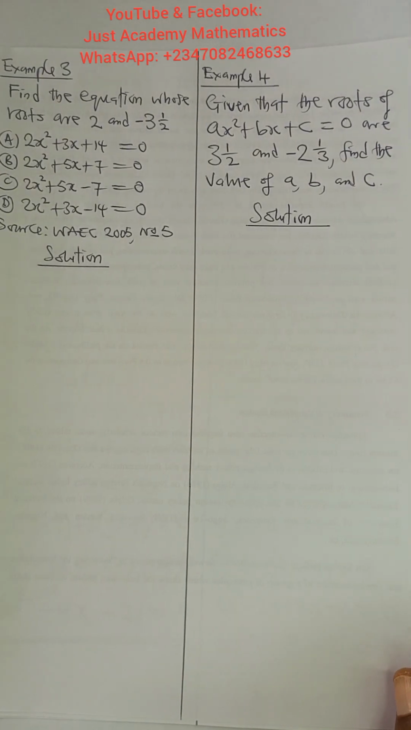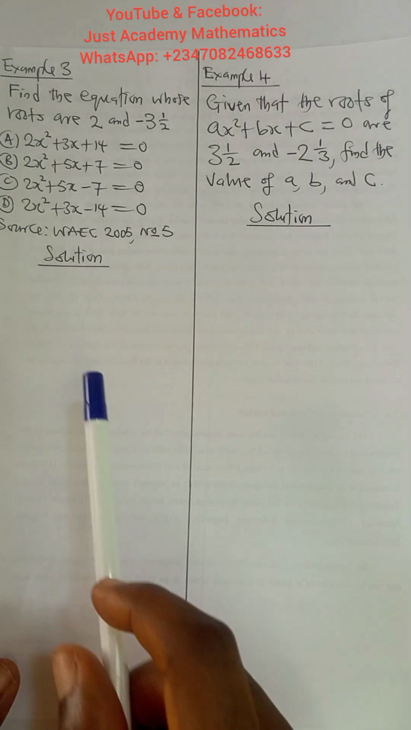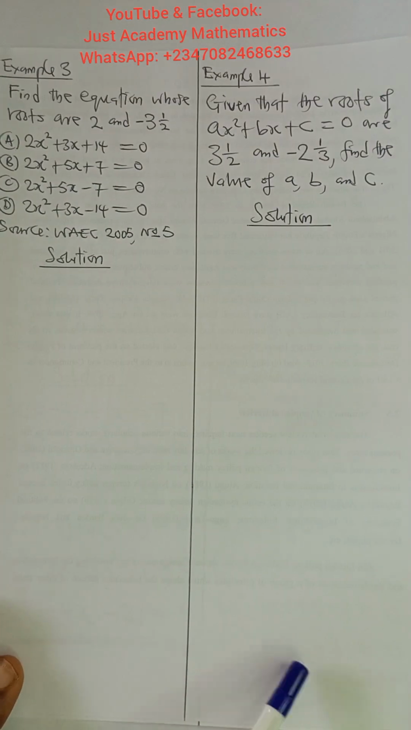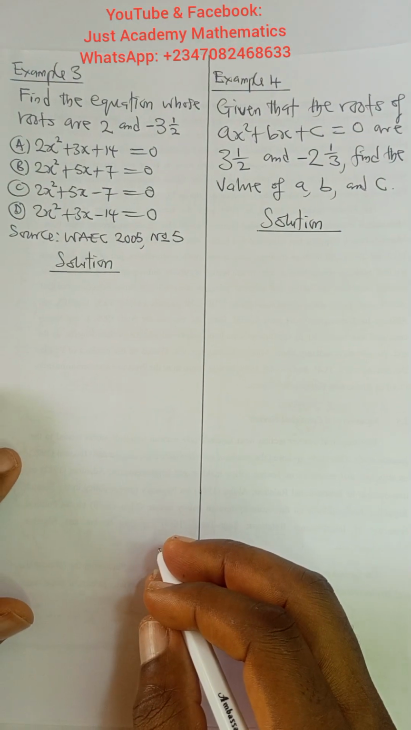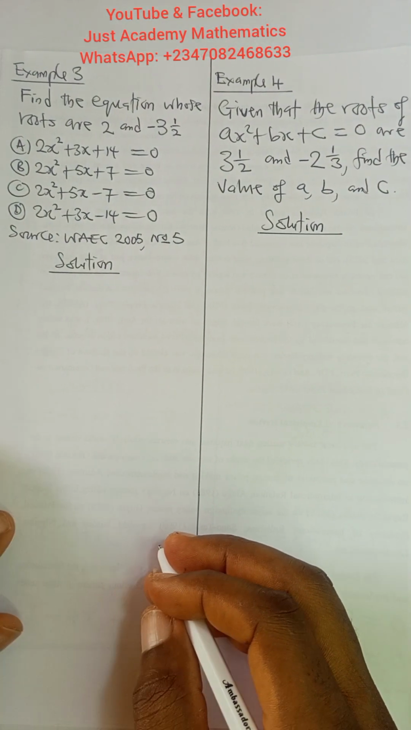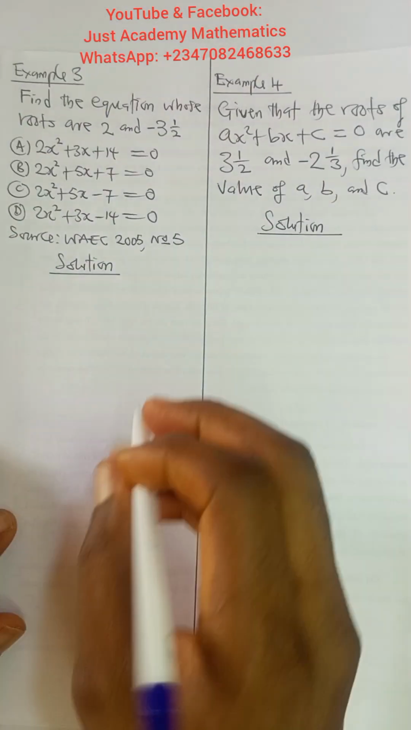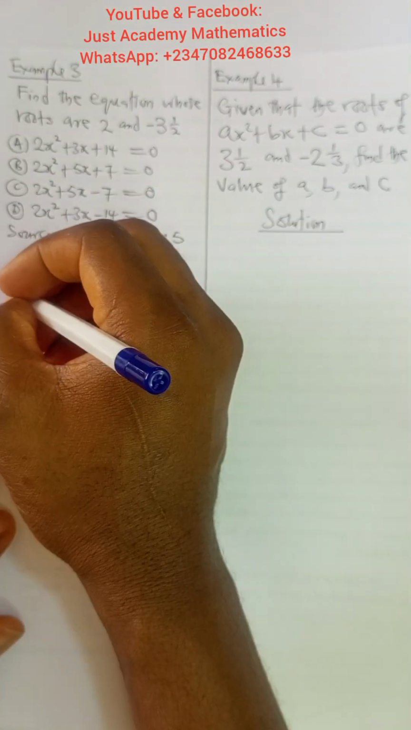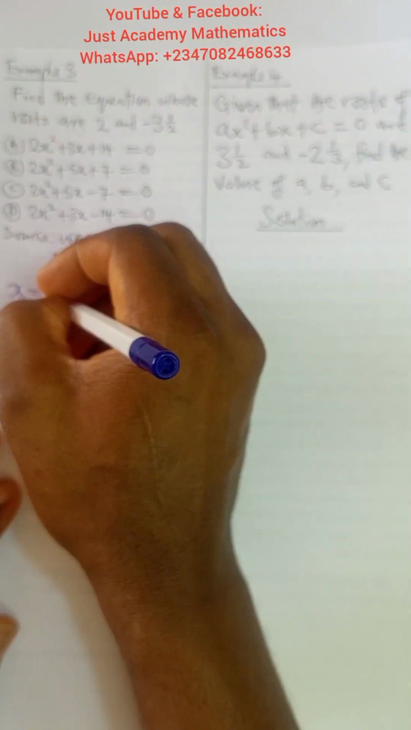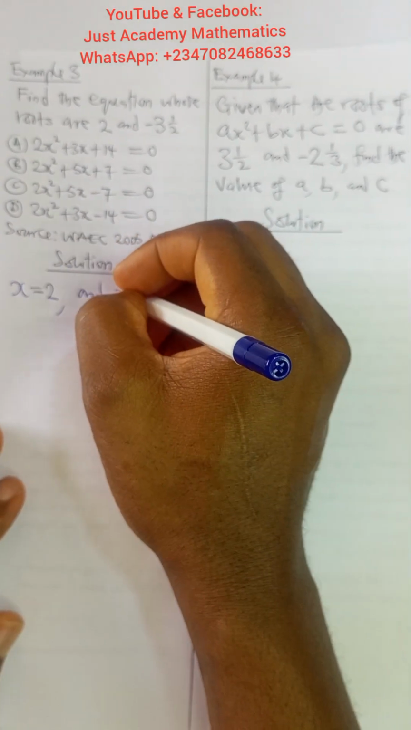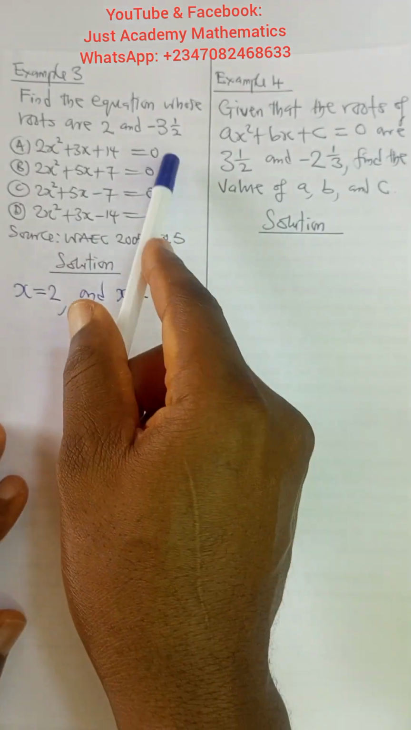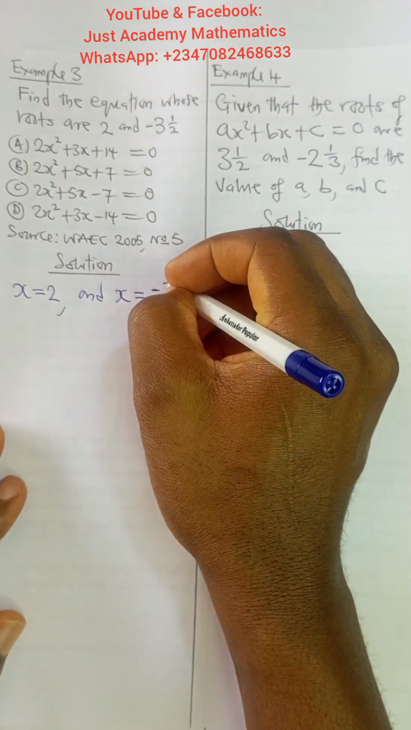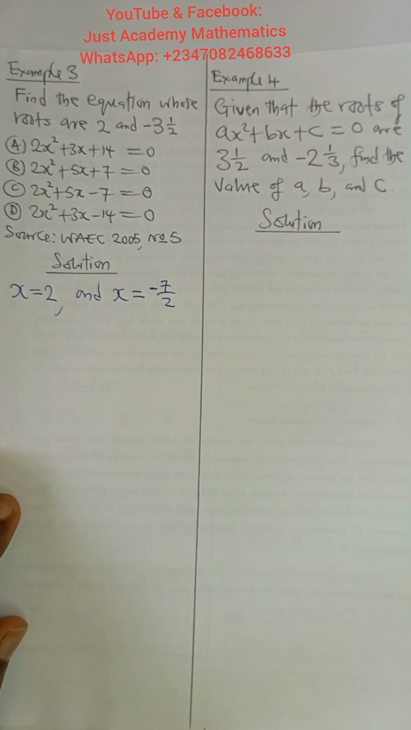Here, we're asked to find the equation whose roots are this and this. The same thing is applicable. We want to find the equation whose roots are 2 and minus 3 whole number 1 over 2. So, of course, it's with respect to s, because all these answers have s. We are saying that s is equal to 2, and s is equal to what? 2 times 3, 6. 6 plus 1, 7. That is minus 7 over 2, an improper fraction.